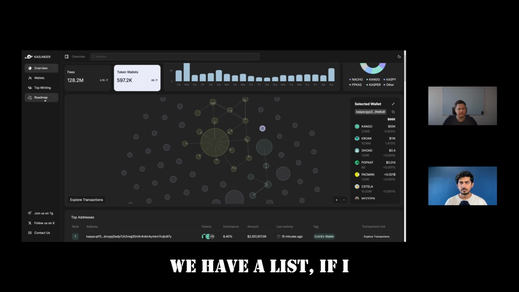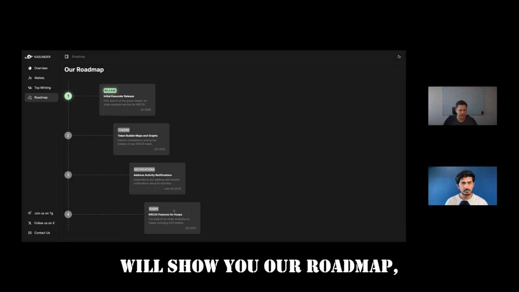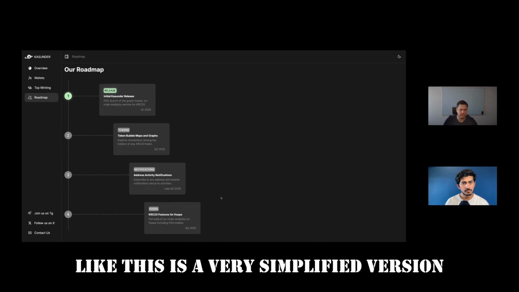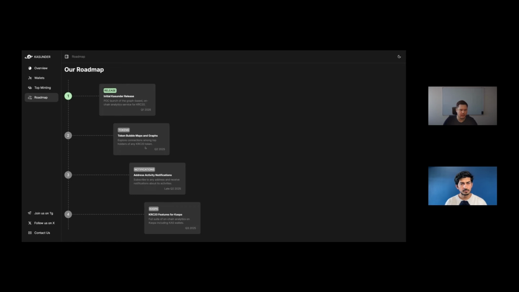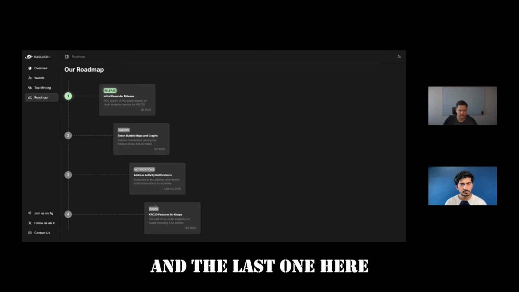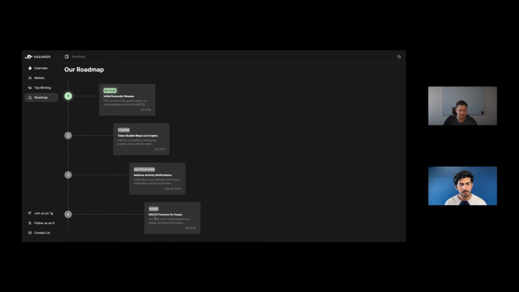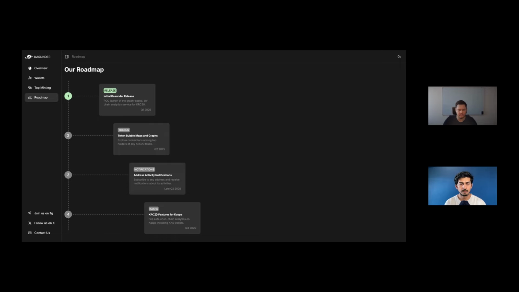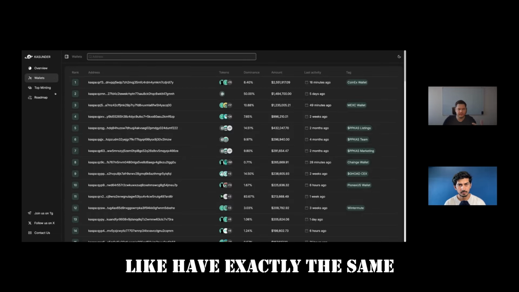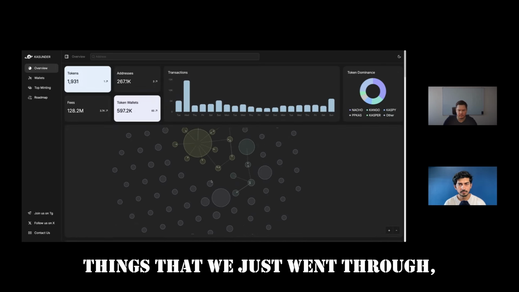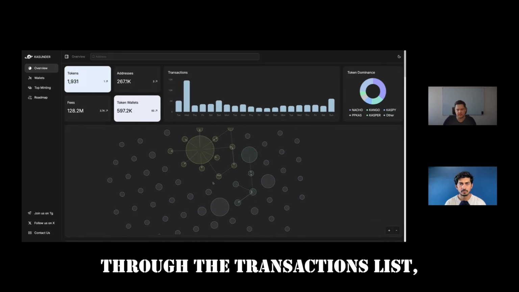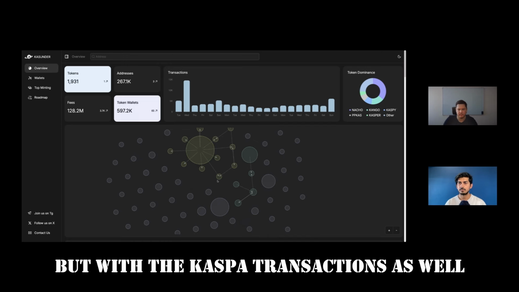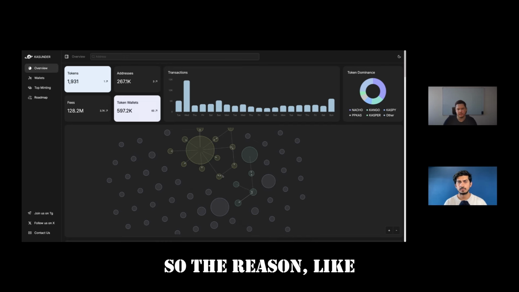We have a list. If I show you our roadmap, this is a very simplified version of what we plan to do. These 2 points I already mentioned, and the last one in the roadmap right now is exactly bringing the same functionality to the main Kaspa network, to have the same things we just went through, the BubbleMaps, going through the transactions list, but with the Kaspa transactions as well. There is a technical reason and a business reason here.